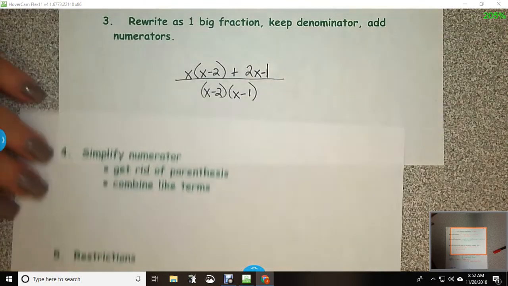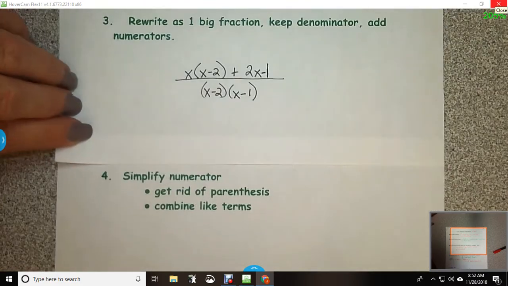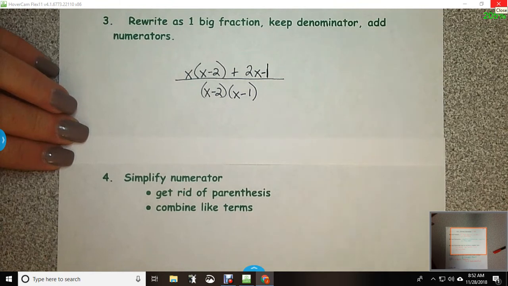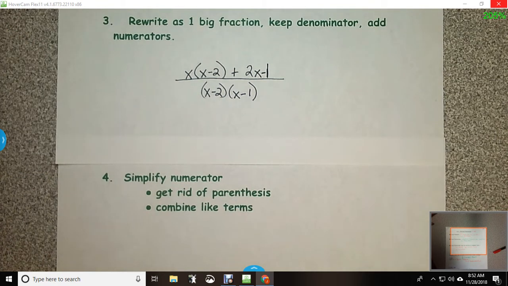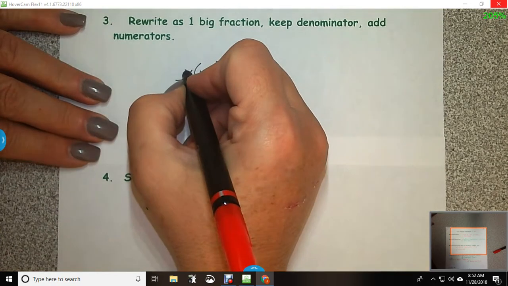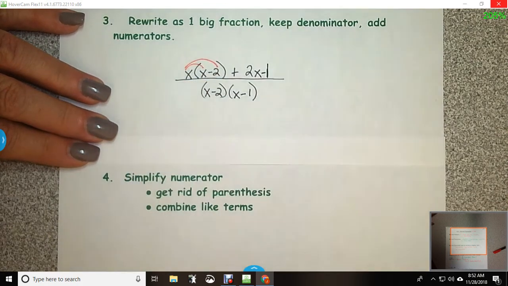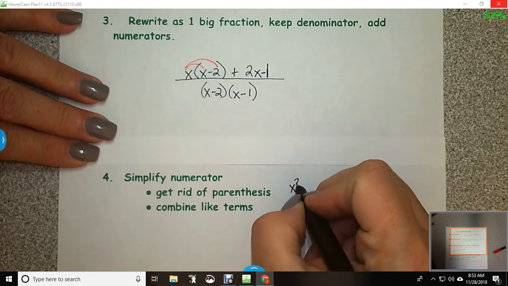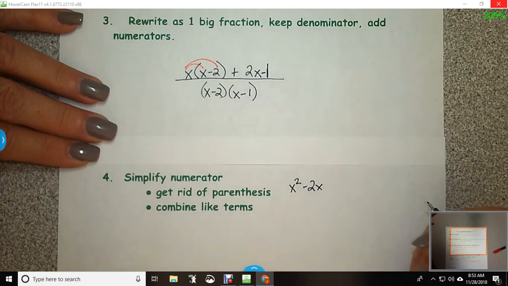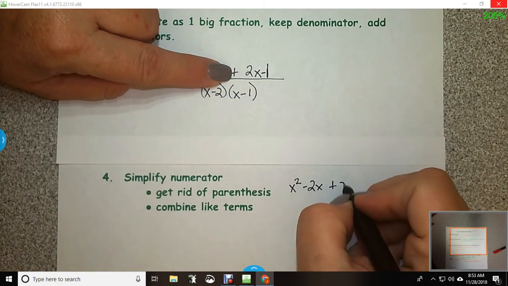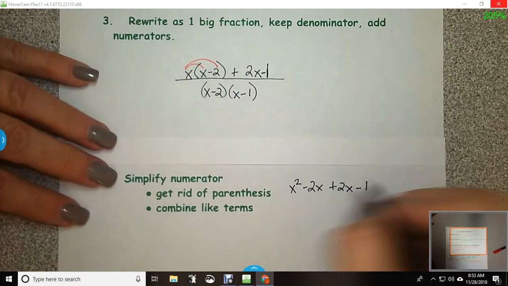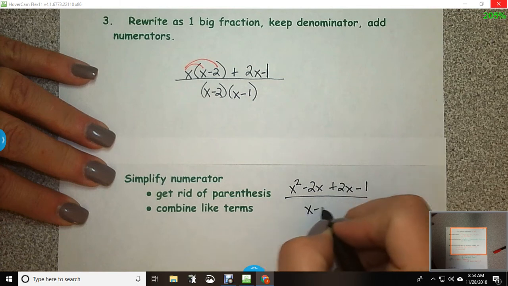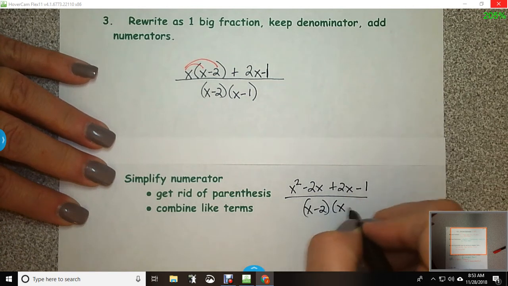Now, step 4, in order to finish this up, we've got to simplify the numerator. And what that means is get rid of your parentheses and then combine like terms. So I'm going to start out by distributing this so that I get rid of my parentheses. So I'm going to get x squared minus 2x. Then I'm going to rewrite the rest of this over x minus 2 times x minus 1.